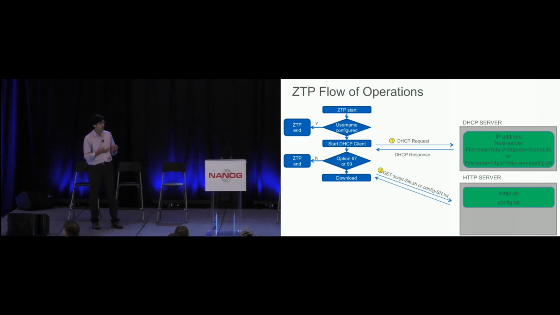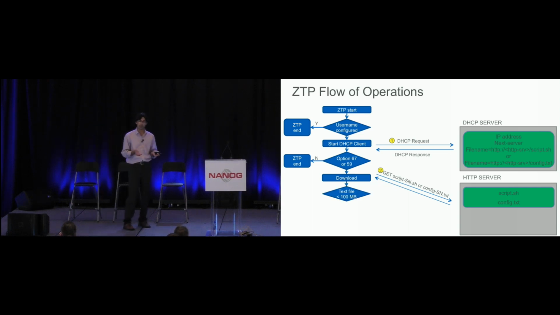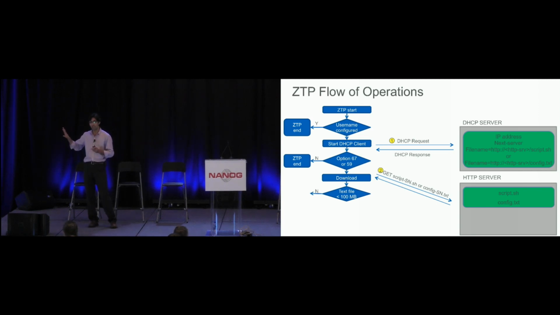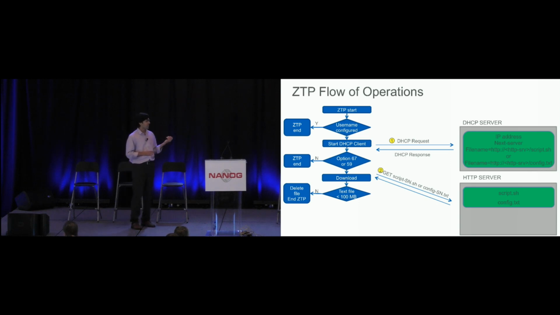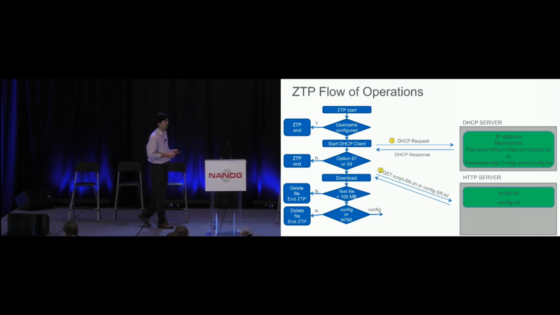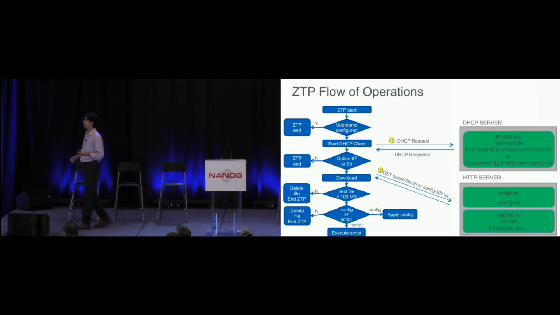Once you download the configuration or script, first it will check the size of the file. Just from a security point of view, we don't want to download a big file, so we make sure it is less than 100 MB. If you have bigger files, you can modify the threshold value, but we make sure the files are in MBs, not in GBs. If the file is beyond the size limit, then it will delete the file and stop the process. If the file is fine and it's a configuration, it will apply the configuration. If it's a script, it will execute the script. Script execution means it can download more packages, it can enable some CLIs on the box, and it can do various operations.